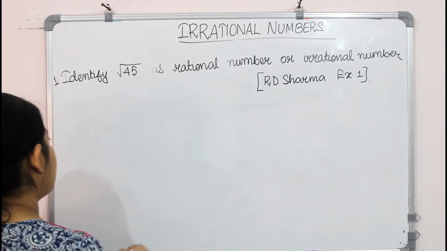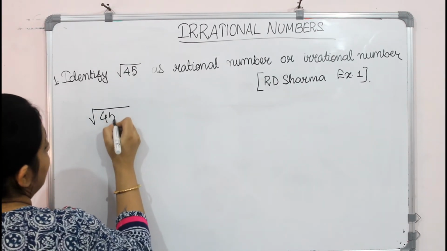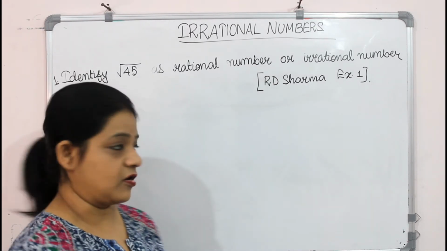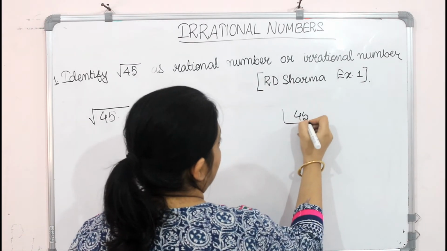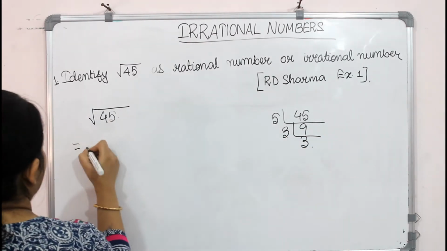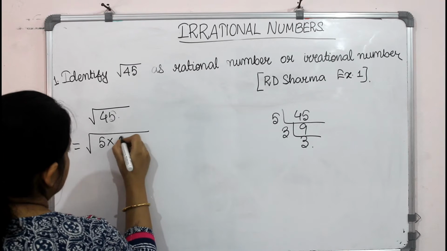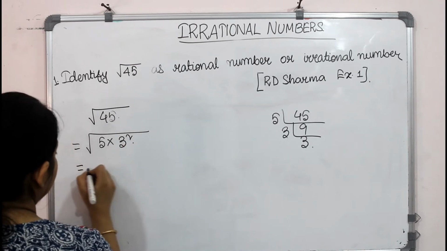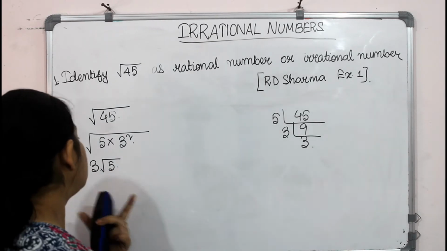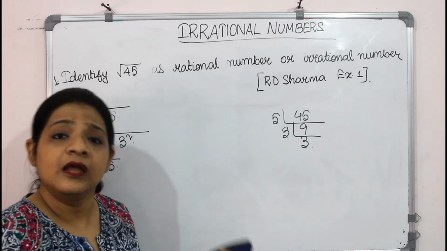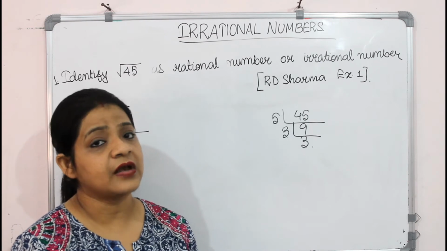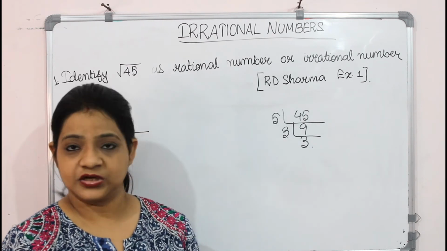So to judge whether root 45 is an irrational or a rational number, let us find out the factors of 45. 5 nines are 45, 3 threes are 9. So we can write this as 5 into 3 square. So 3 can be placed out of the root: 3 into root 5. 3 is a rational number, root 5 is an irrational number. The product of a rational number and an irrational number is always an irrational number.